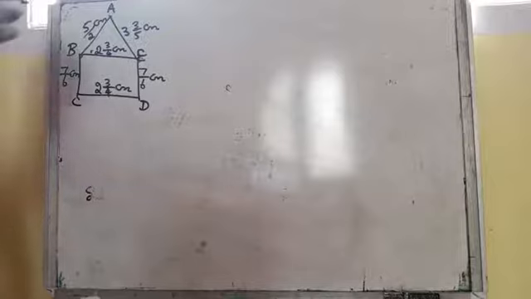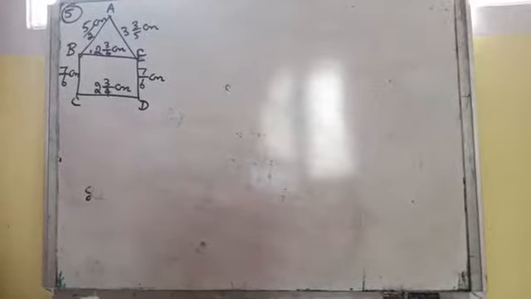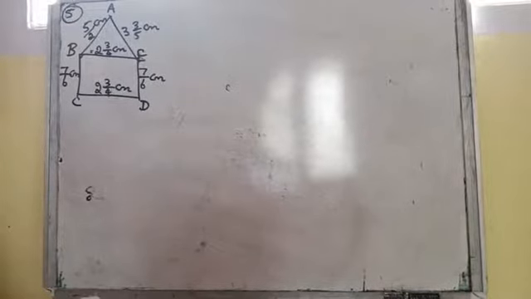Now what do you have to find in question number 5? You have to find the perimeter of the triangle ABE as well as the perimeter of the quadrilateral, that is rectangle BCDE. You have to find which perimeter is greater. First we will find the perimeter of triangle ABE.